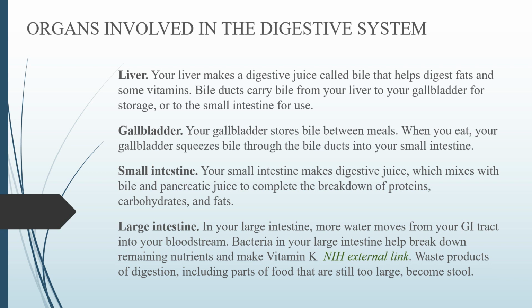Small intestine. Your small intestine makes digestive juice which mixes with the bile and pancreatic juice to complete the breakdown of proteins, carbohydrates and fats. Large intestine. In your large intestine, more water moves from your GI tract into your bloodstream. Bacteria in your large intestine help break down remaining nutrients and make vitamin K. Waste products of digestion, including parts of food that are still too large, become stool.